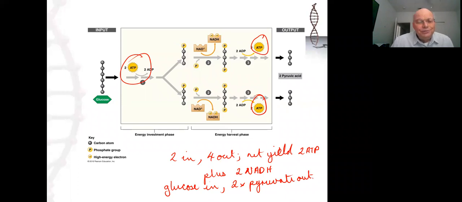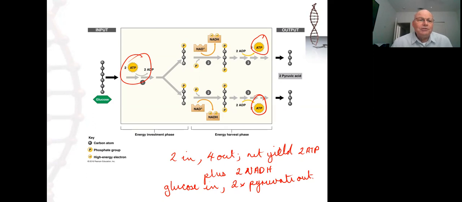Energy in, 2 ATP. Energy out, 4 ATP. Net yield, 2 ATP, plus 2 NADHs. And remember the electrons in those NADHs, while they may be in the wrong place at the moment, they're in the cytoplasm. It is possible to move those electrons, not the NADHs, but the electrons, into the mitochondria, where they will contribute to the synthesis of ATP. So those electrons are not lost, they will contribute.